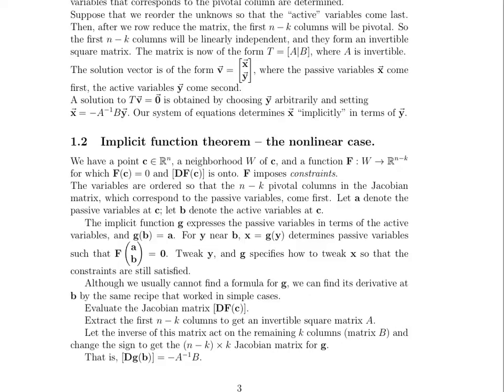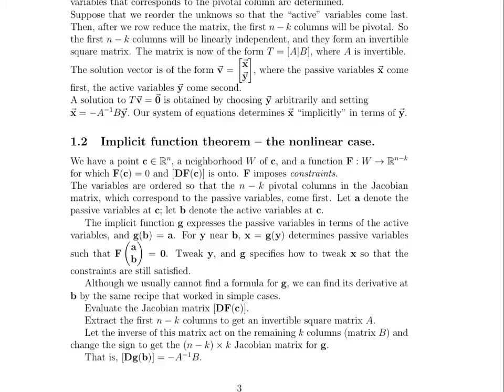What do we do? Well, the variables are ordered so that the n minus k pivotal columns in the Jacobian matrix, which correspond to the passive variables, come first, same as before. Let A be this multi-component point that is the passive variables at C, and then B is the multi-component active variables at C. So A and B can each have more than just one value. They could have an x1, x2, x3, however many we're dealing with, because we haven't really specified here.